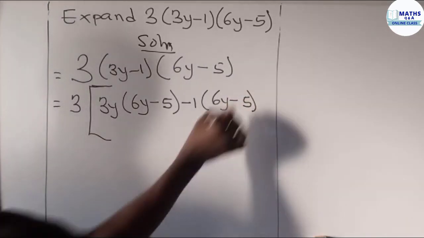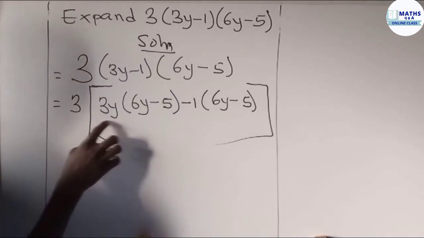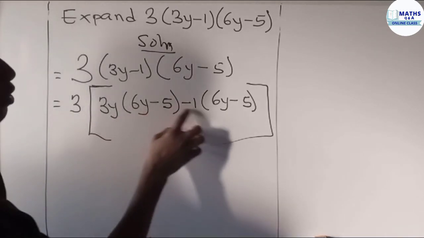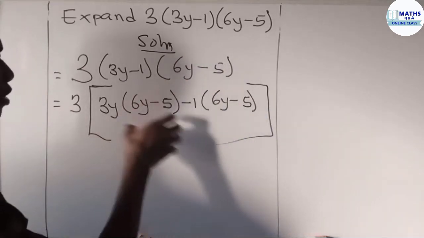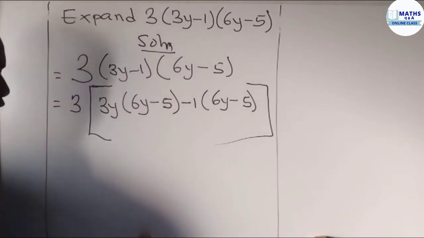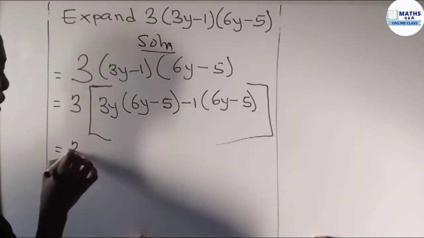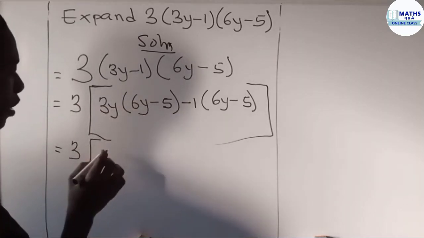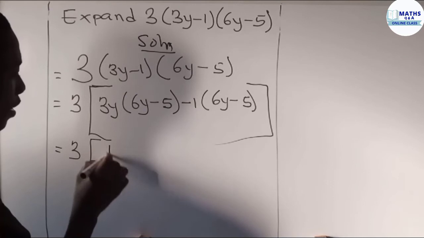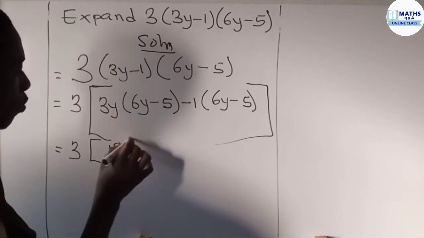So we have 3y multiplying (6y minus 5), negative 1 multiplying (6y minus 5). And all these will be multiplied by what? 3. So now we have our 3 outside. 3y multiply 6y gives what? 3 times 6 is 18, so we have 18. y multiply y gives y squared.